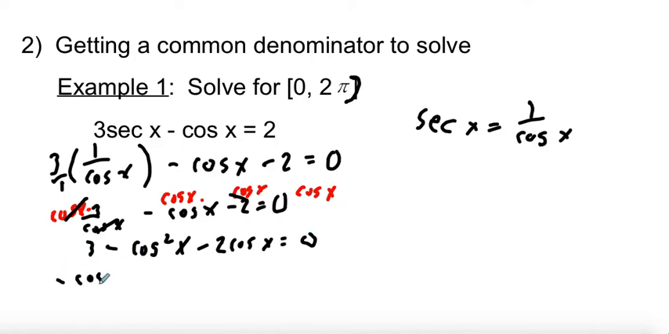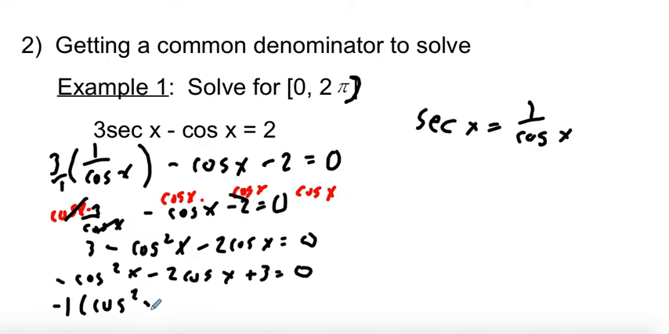Negative cosine squared x minus 2 cosine x plus 3 equals 0. So I'm going to take a negative out of this whole thing because I think it's too difficult to factor when you've got a negative in the front. So I'm going to just change the sign of everything in here. So this becomes cosine squared x plus 2 cosine x minus 3.